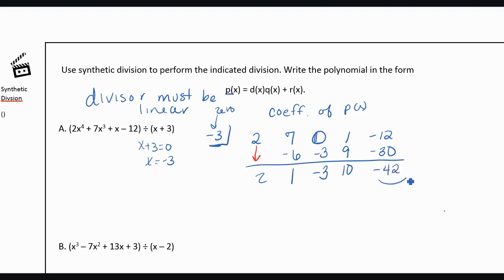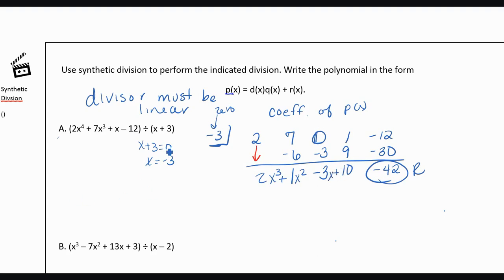Okay, now here's how it works. This last number is your remainder. So you'll know right away if you had a factor if the remainder is 0. Then the quotient, you're going to start with one degree less than what you were dividing into. So we started with x to the fourth. This is going to be 2x cubed plus 1x squared minus 3x plus 10.